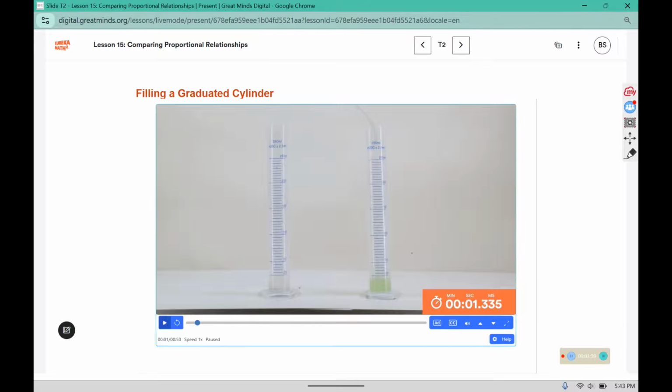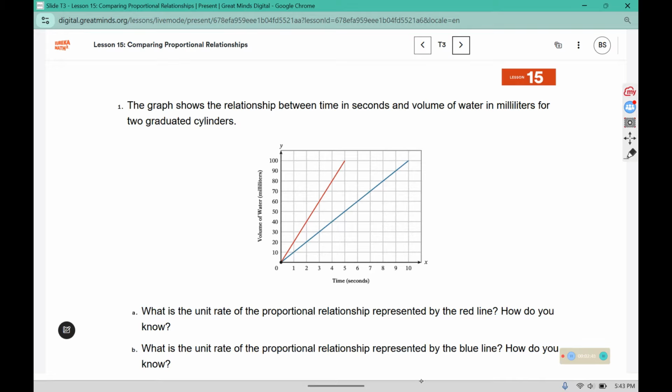Based on the graph, how are you able to determine if the relationship between time and volume is proportional? We'll recall from earlier that in order to be proportional, it has to go through the origin and create a straight line. So both of these cylinders are proportional relationships between time and volume. It does ask us in part A, what is the unit rate of the proportional relationship represented by the red line, and how do you know?